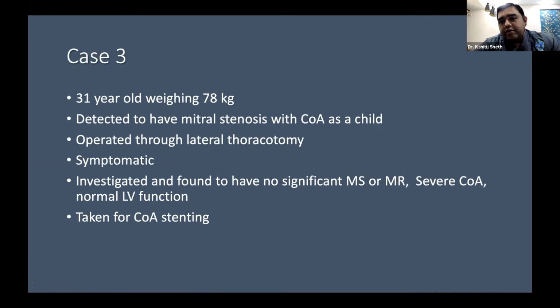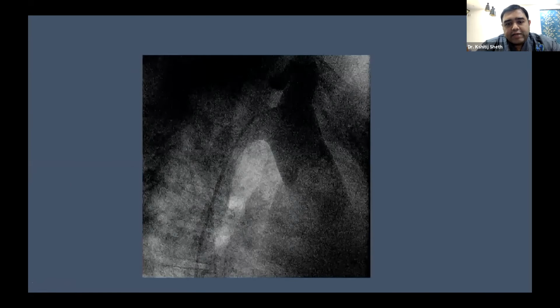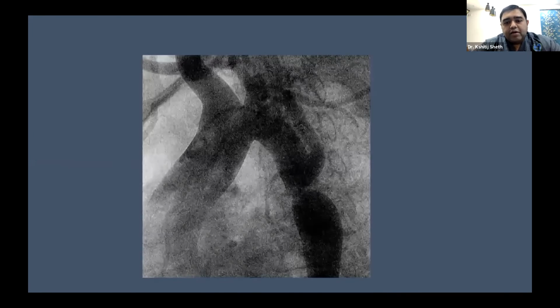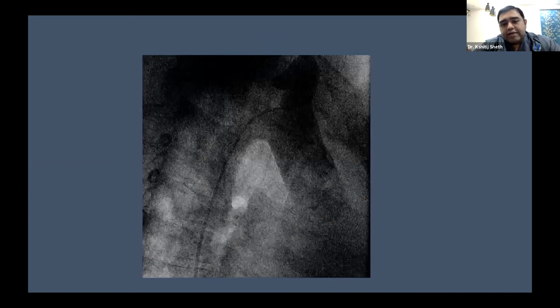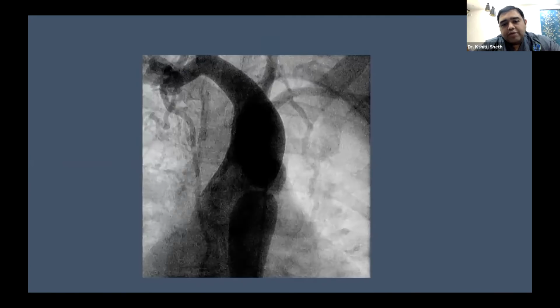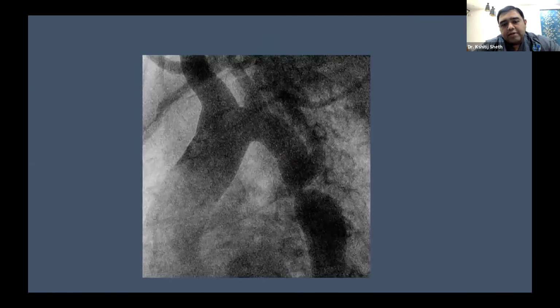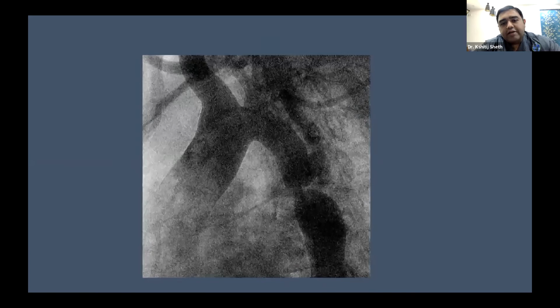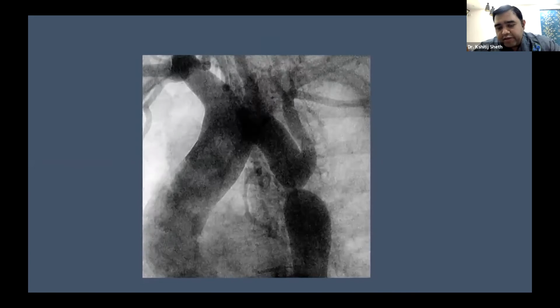So we'll discuss another case. That is a 31-year-old male patient who had undergone a coarctation repair in childhood. He has come again with severe coarctation and he was taken up for stenting. This was the pre-stenting rotational angiogram. You can see there's a tight coarctation segment which is distal to the subclavian artery. You can see the collaterals, the dilated ascending aorta, and the neck vessels are well seen.